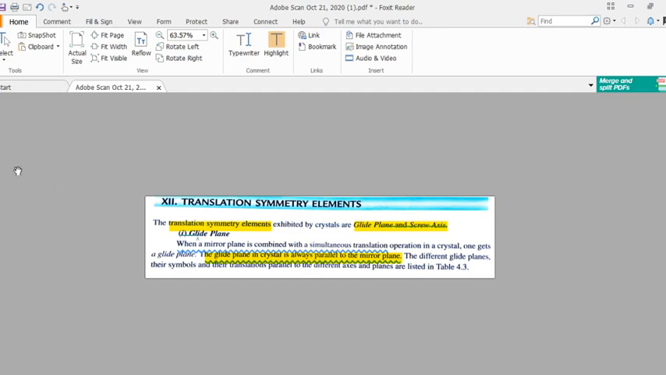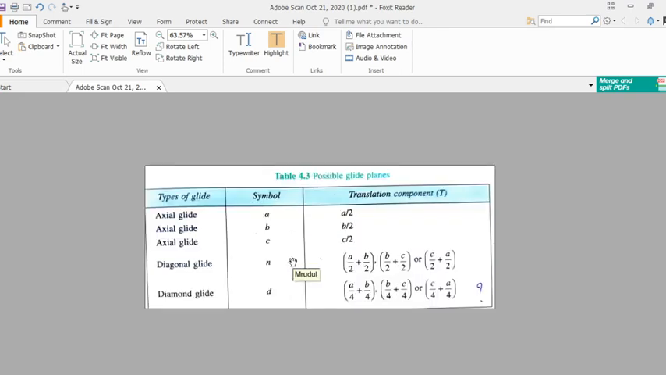Right now we are thinking about a mirror plane or the reflection plane with translation. You can see a mirror plane with a translation symmetry, and that gives us the glide plane. Now the glide plane, where is it located? There are 5 varieties of glide planes.